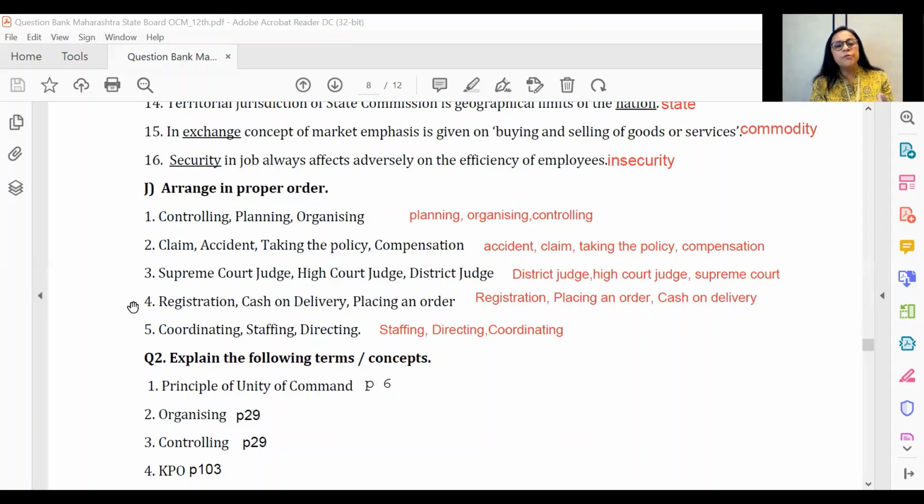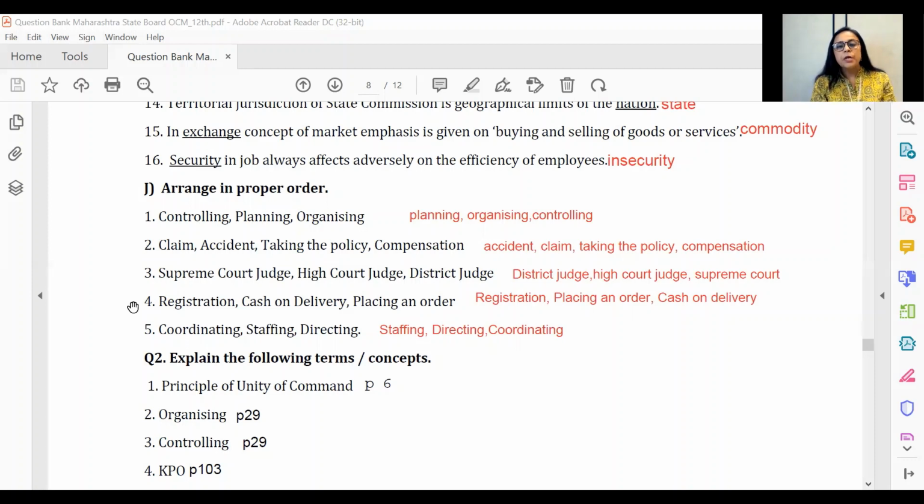So the 3 management functions are there. Their order is jumbled up. Just have to arrange which function is performed first. Planning comes first. After planning comes organizing, and then the last management function is controlling.